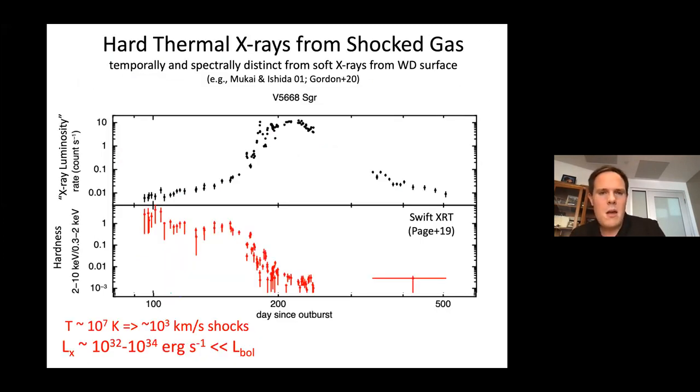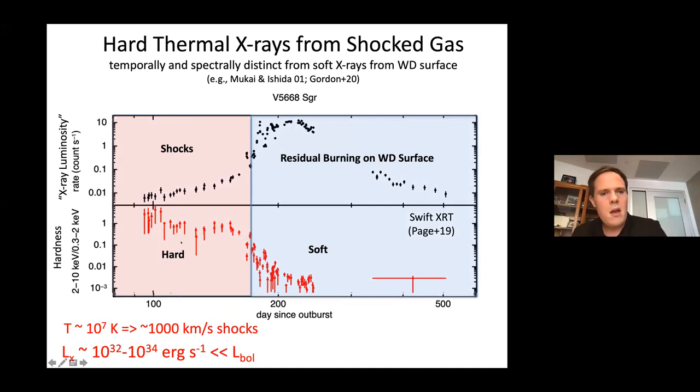You see the same evidence in X-rays. This is an X-ray luminosity and hardness from one particular nova. And in this particular case, around day 200, you see that the X-rays get very bright and very soft, and this is the onset of the super soft phase as the white dwarf is being revealed.